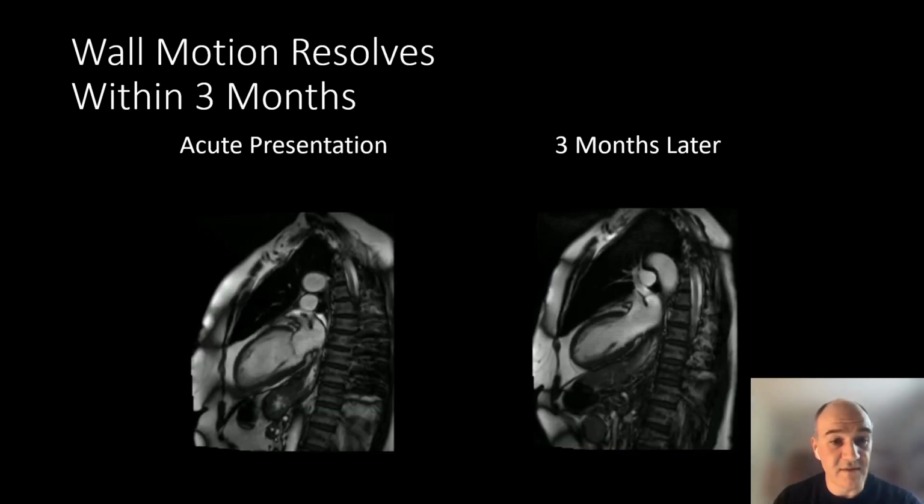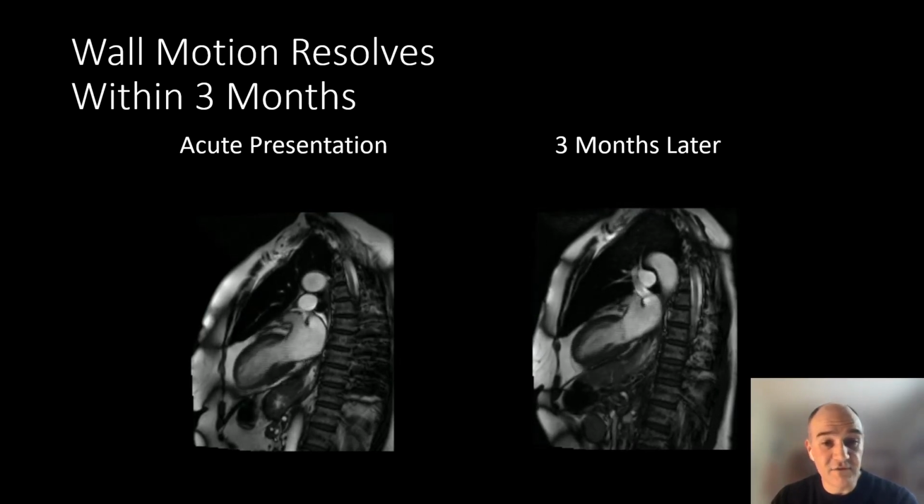But as you're also aware, and which MR demonstrates beautifully, if the patient survives the acute phase, the myocardium recovers quickly and spontaneously. This is an example of a patient who had clear ballooning dysfunction of the apex here, and then 3 months later had returned to near normal.